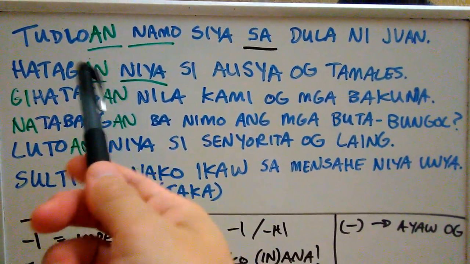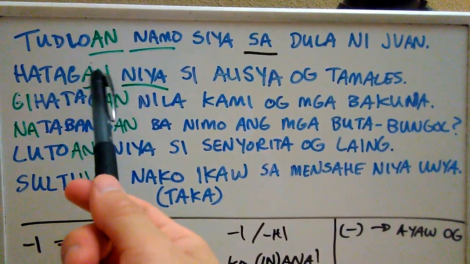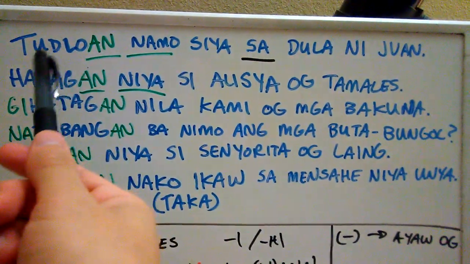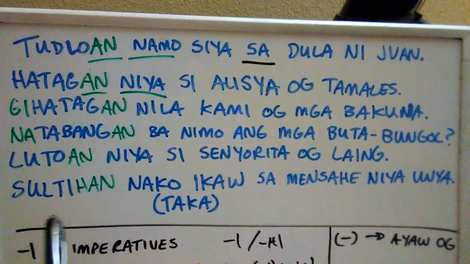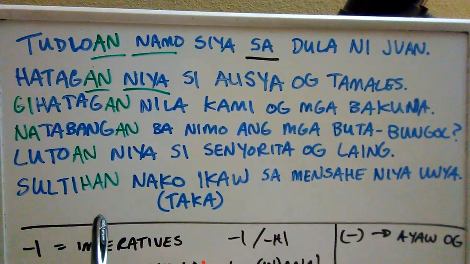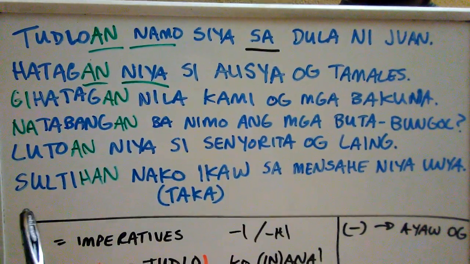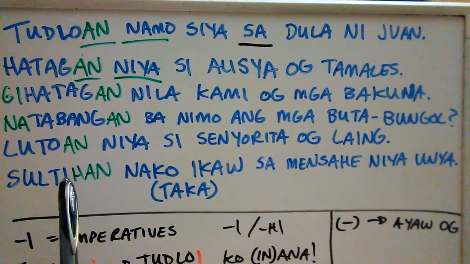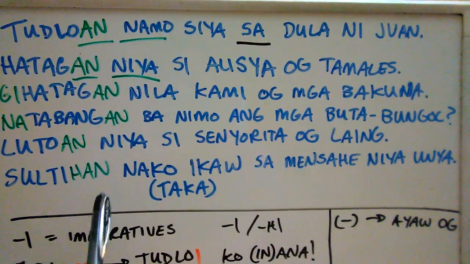There's a glottal stop at the end of the noun, tudlo. That's why we put tudlo an. But sulti doesn't have that glottal stop, sulti. So we have to put a stress on the last syllable, han. So we help that by adding an H, right?